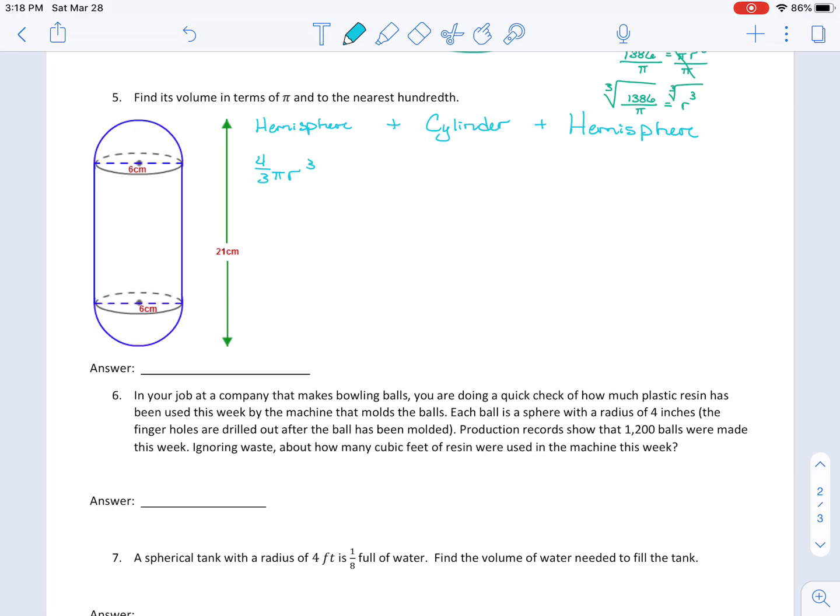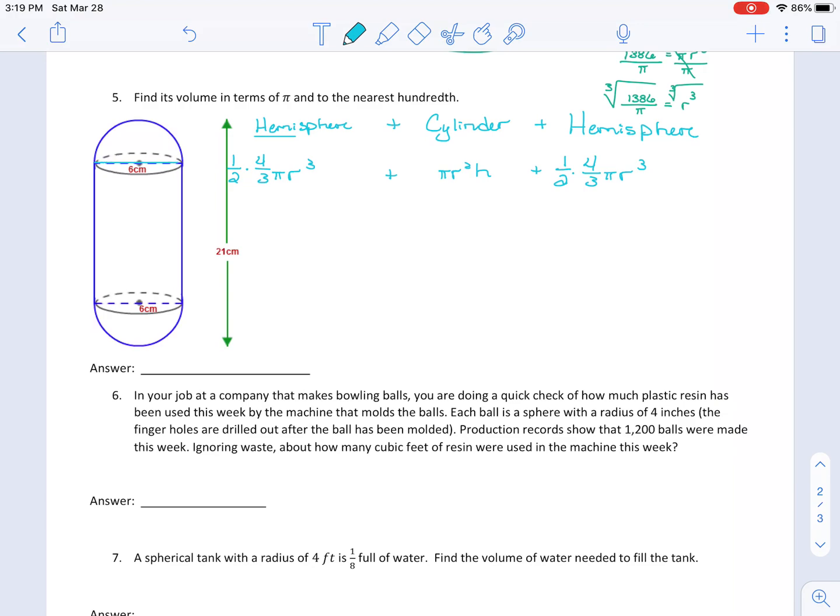So I'm just going to put in my formulas. 4/3 pi r cubed, pi r squared h. Ooh, I made a mistake. I just wrote down the sphere formulas, but I said these were hemispheres, which means this should technically have a half. This should have a half. So I'm just going to go find these numbers.